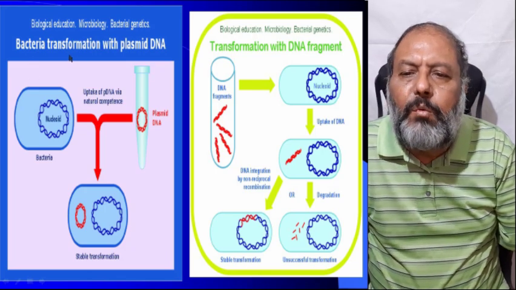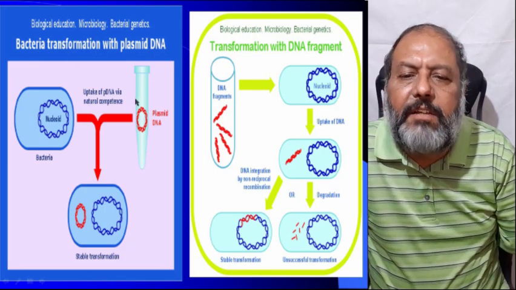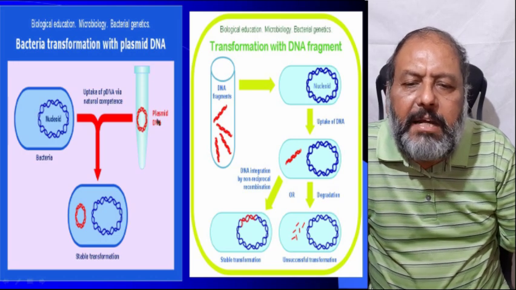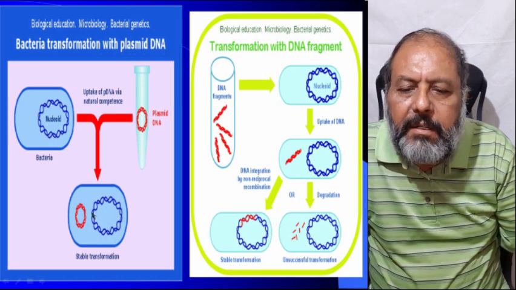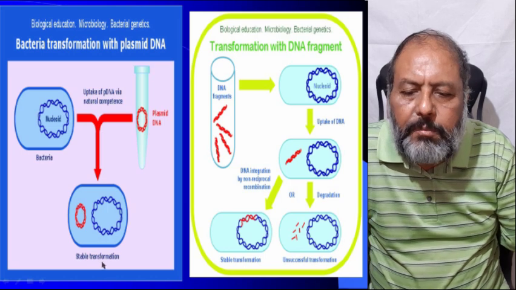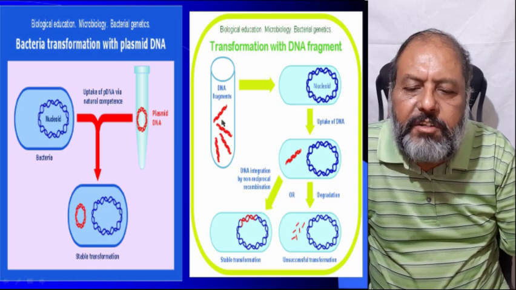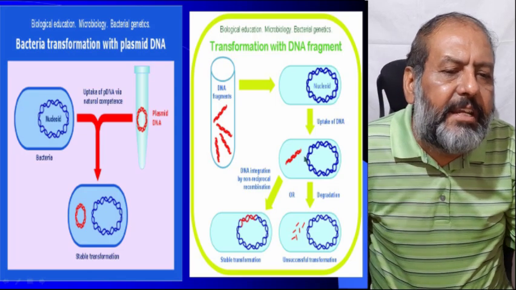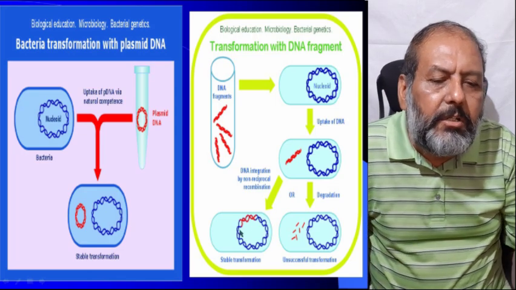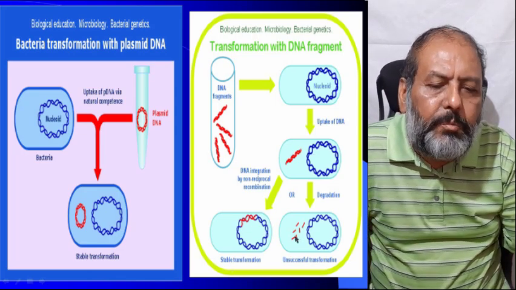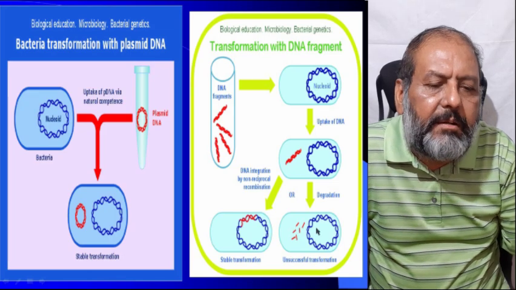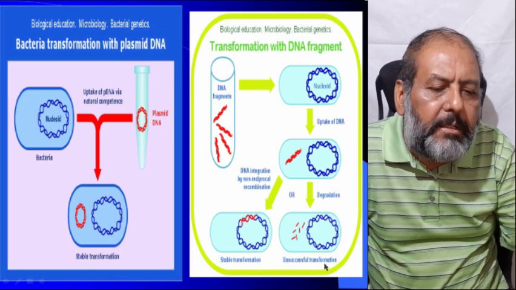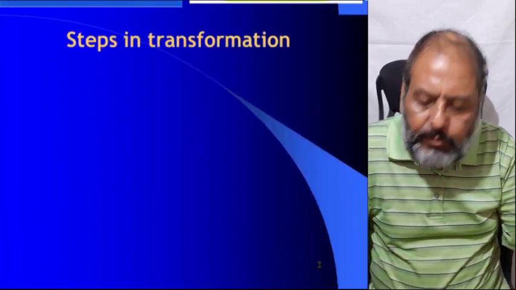Here again one can see bacterial transformation with plasmid DNA. You can see the plasmid merging with the chromosomal DNA to make a stable transformation, and here the DNA pieces join the chromosome to make it stable. When they are broken up into pieces and not able to join the chromosome, that is called unsuccessful transformation.